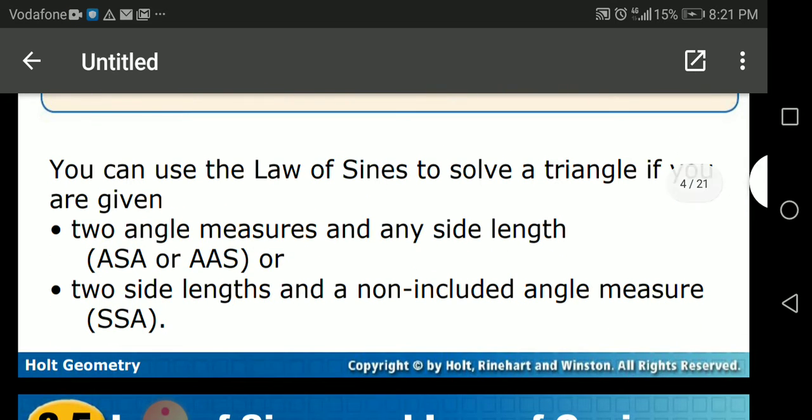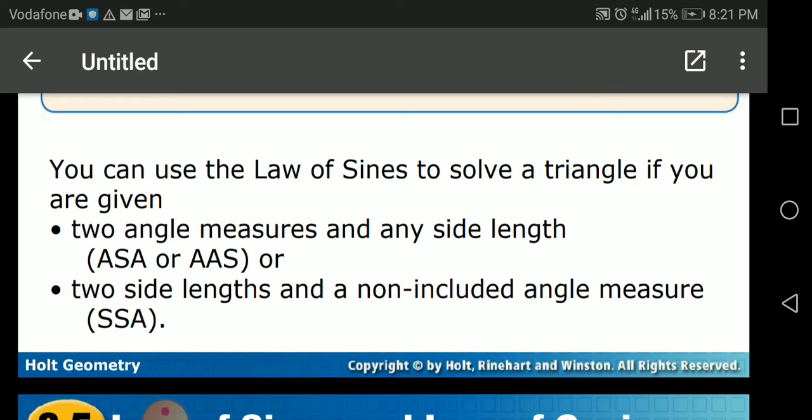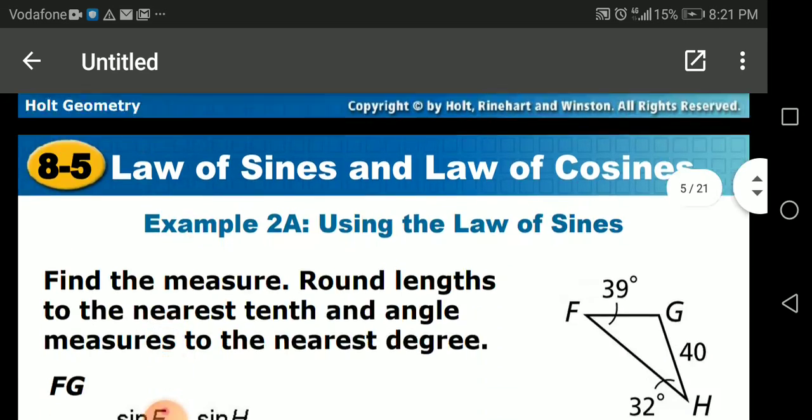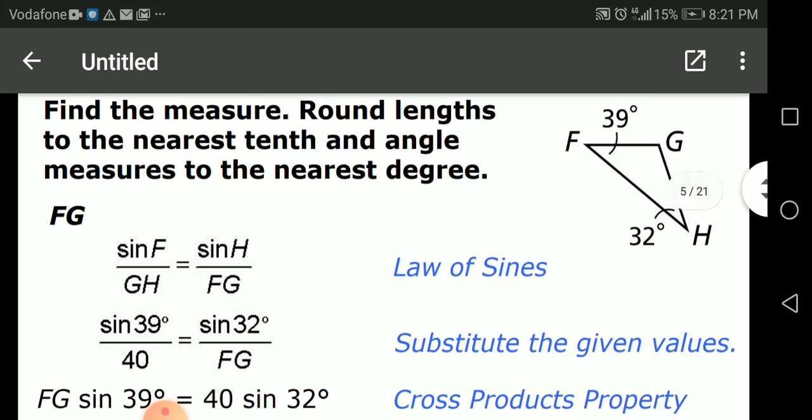You can use the law of sines to solve a triangle if you are given two angle measures and any side length, which is ASA or AAS, or two side lengths and a non-included angle measure, SSA. What are you talking about? Let's see how the questions come. This is the most important thing, to know the question and know how to solve it.